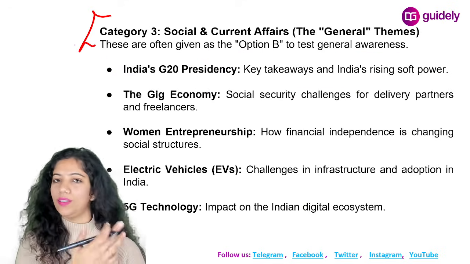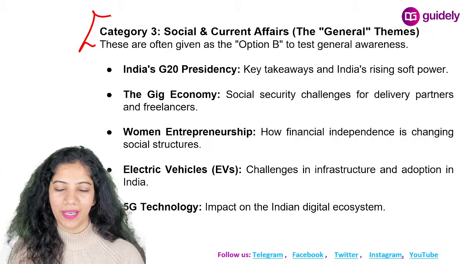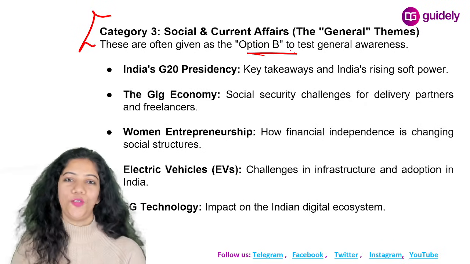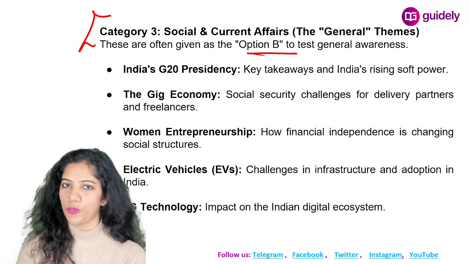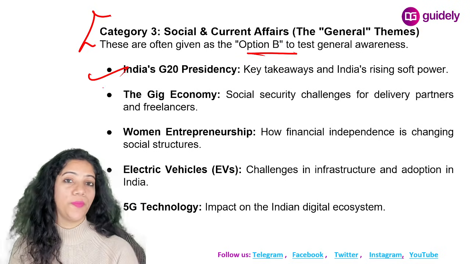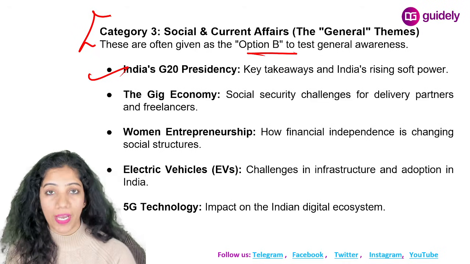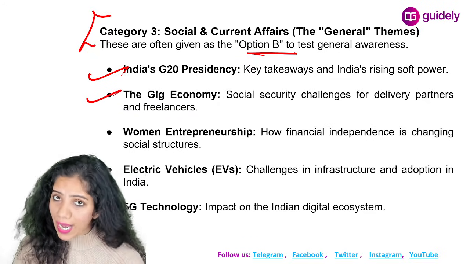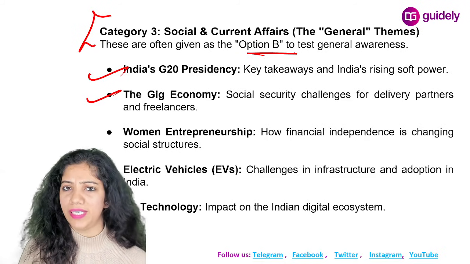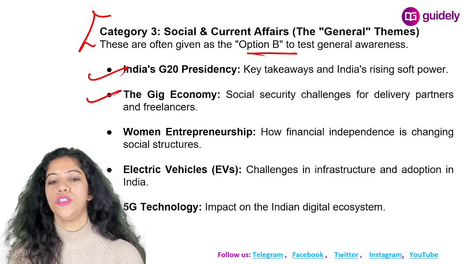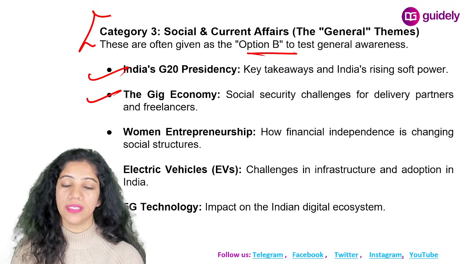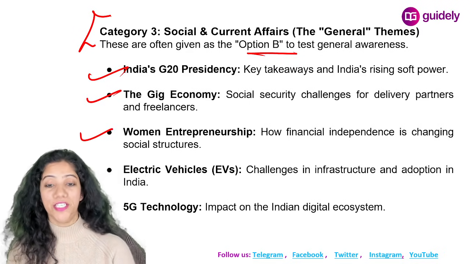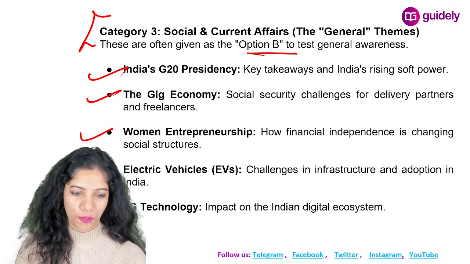Category number three, social and current affairs. The general themes, these are often given as option B to test general awareness. You know that you will have a choice there, right? India's G20 presidency, key takeaways, and India's rising soft power. The gig economy, it was asked in one of the main exams of descriptive. Social security challenges for delivery partners and freelancers. Women entrepreneurship, how financial independence is changing social structures.